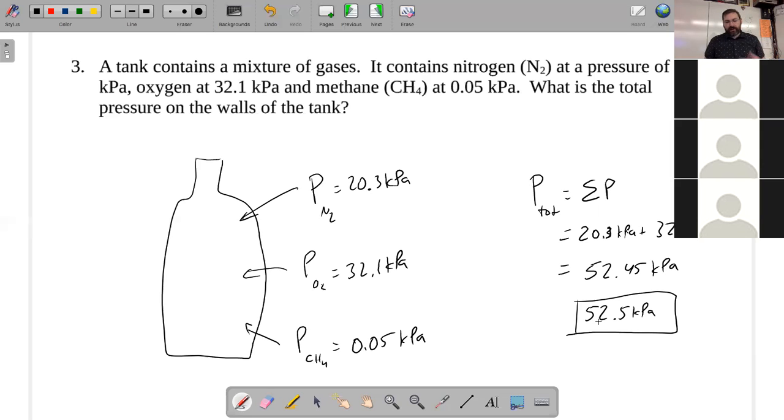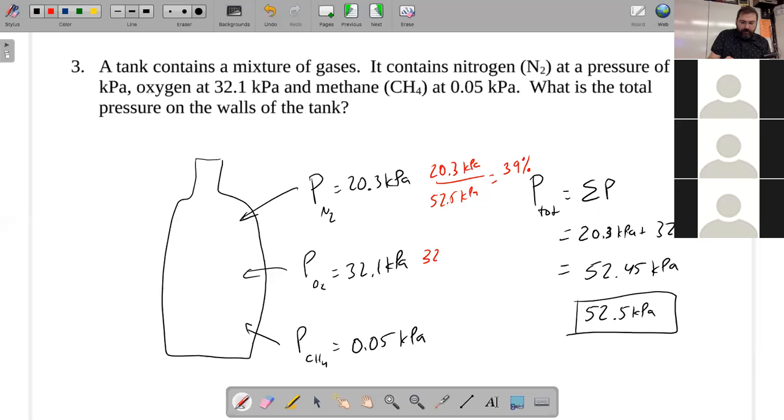You can also calculate what percent of the total pressure each of the gases contributes. And this isn't prompted for in the problem, but if you wanted to know what percent of this total mixture is nitrogen, if you just take the partial pressure of nitrogen and divide it by the total pressure, 52.5, that'll get you some percent. Let's see what that comes out to be. 20.3 divided by 52.5. This is like 39, well, we'll just do it with two significant figures. 39% of the gas is nitrogen.